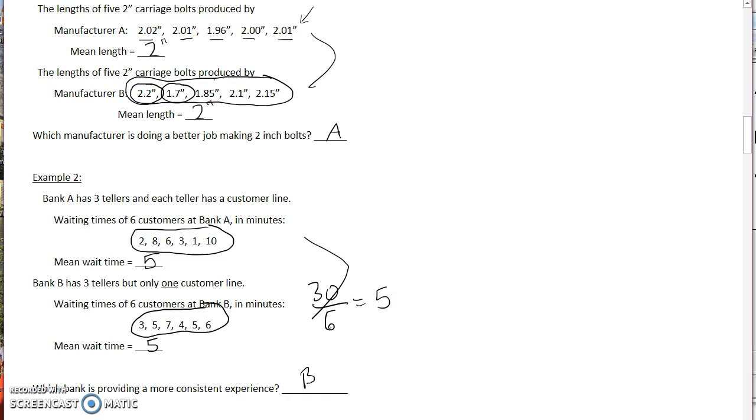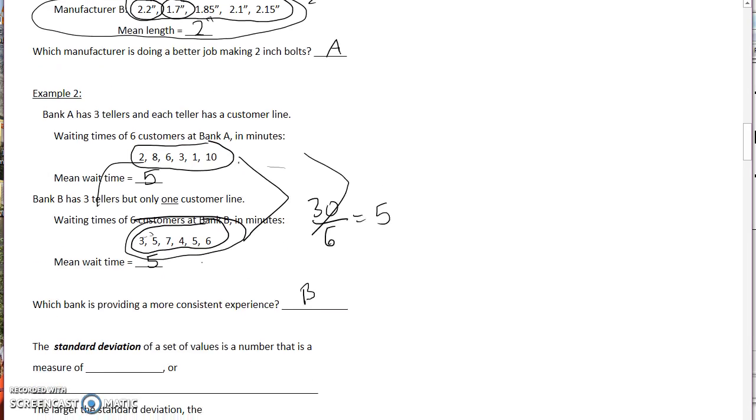We can see that in manufacturer B, this data is much more spread out, right? Data that is more spread out, we're going to say that that data set will have a larger standard deviation. When we take a look down here at these 2 banks, which bank is providing a more consistent experience? That's going to be Bank B down here, right? Because all these numbers are closer together. We would say Bank B would have a smaller standard deviation than Bank A.